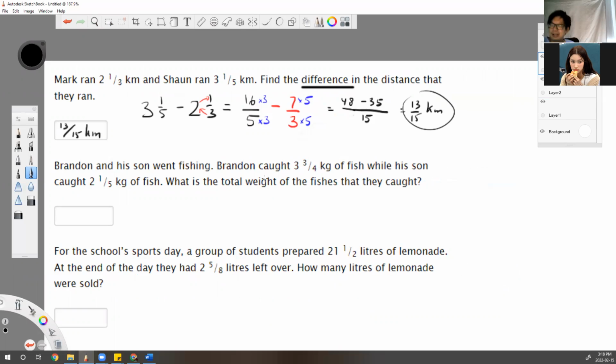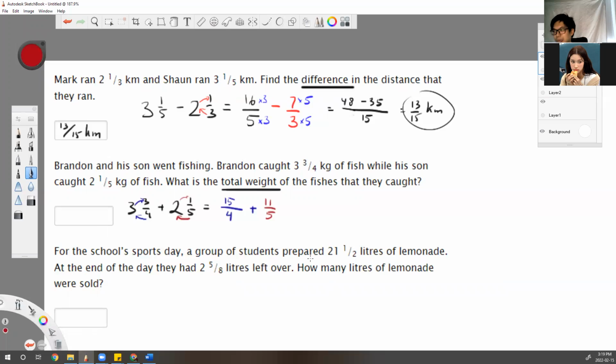Okay. Brandon and his son went fishing. Brandon caught 3 over 4, while his son caught 2 1 over 5 of fish. What is the total weight? So if it is total, you need to add all the numbers, right? So it is 3 over 4 plus 2 1 by 5, right? So again, what you need to do, make the mixed fraction into an improper fraction. Okay, 4 from bottom times 3, 12, right? 12 plus 3, 15. Write down 15 over 4 plus, use the red color. Again, from the bottom, 5 times 2, 10 plus 1, 11.